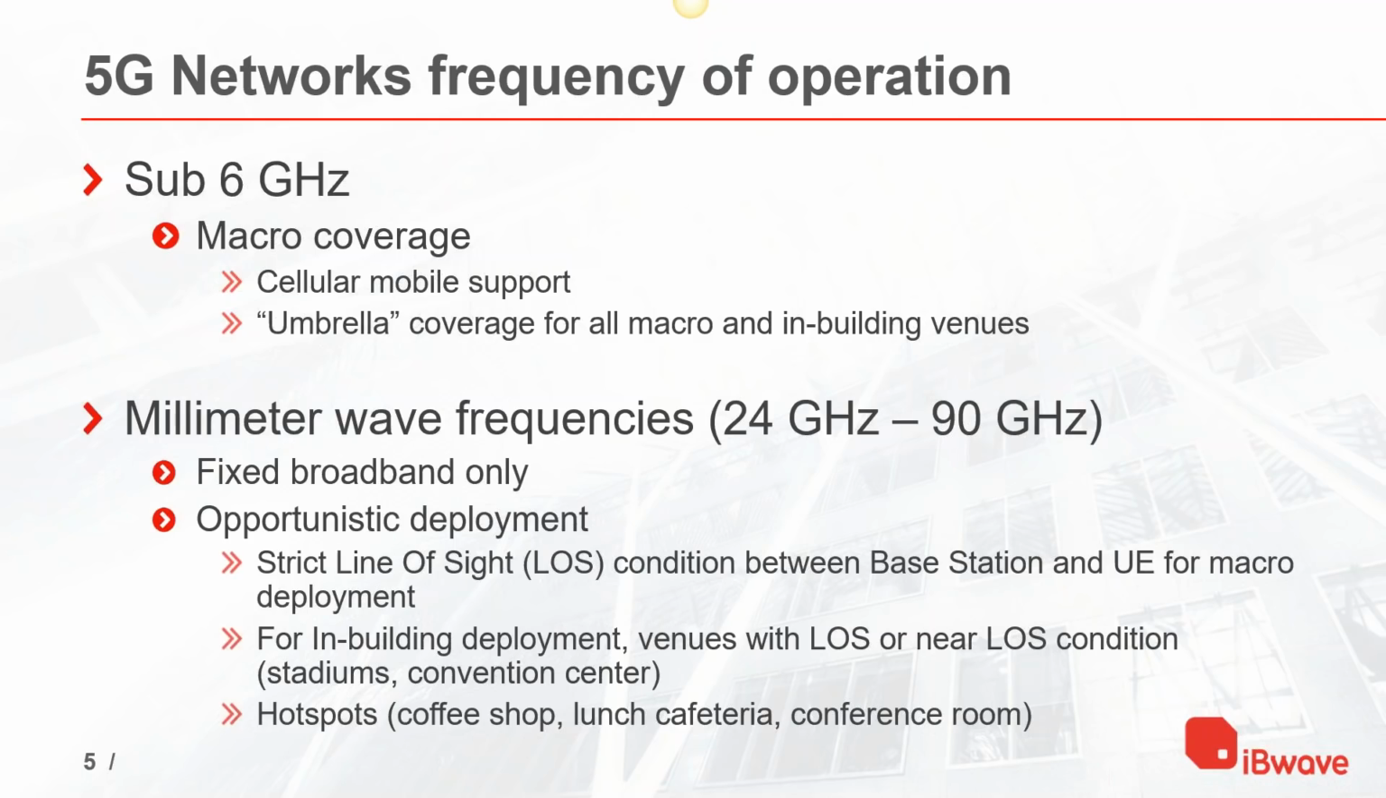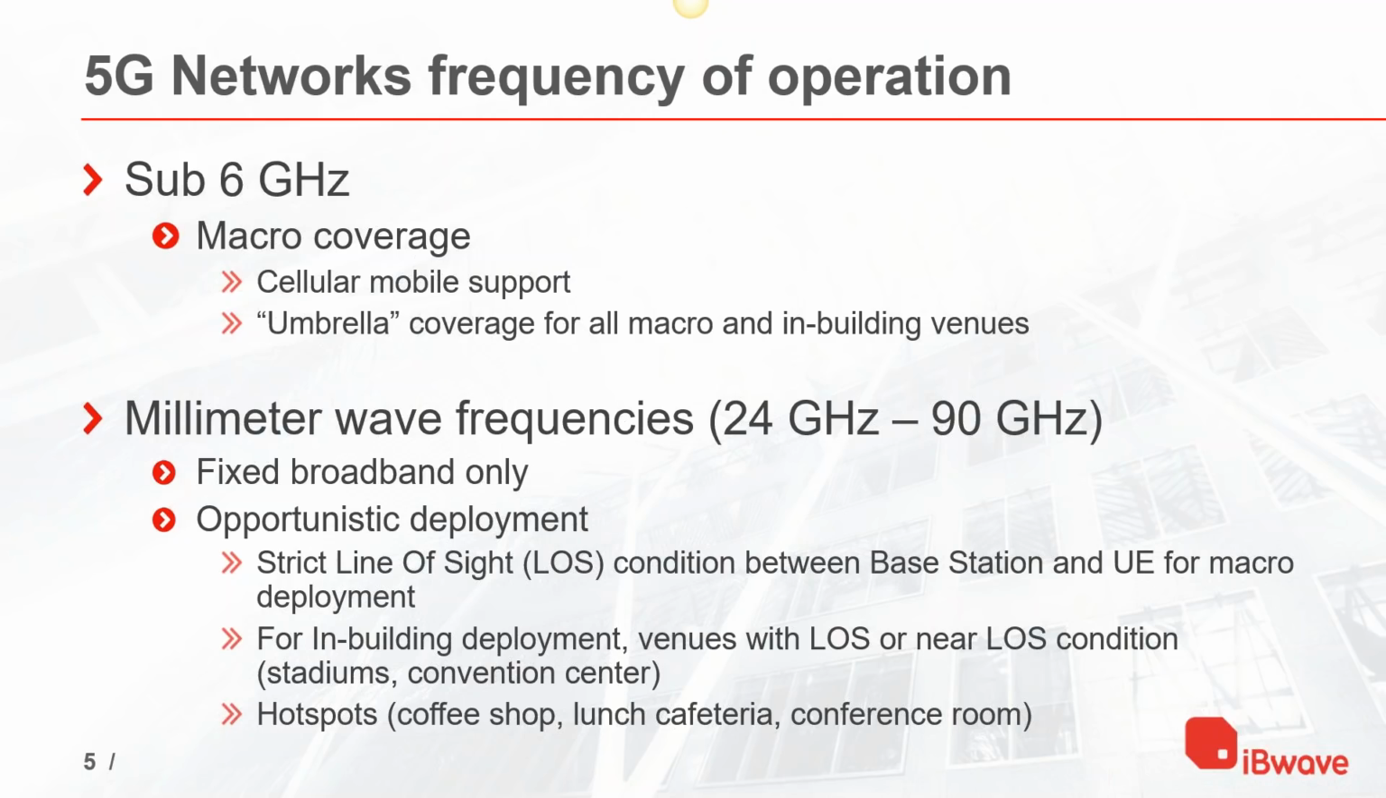Then there are millimeter wave frequencies, and those frequencies are between 24 and 90 gigahertz. That's for fixed broadband only, and this will be opportunistic deployment. What it really means is that for macro networks, this will be a strict line of sight condition between the base station and the UE, or this time actually the customer premise equipment, because this actually has to be mounted outside of the house or of a building.